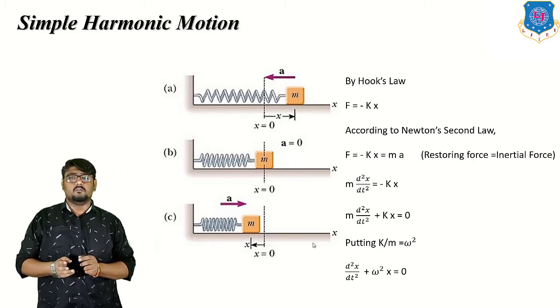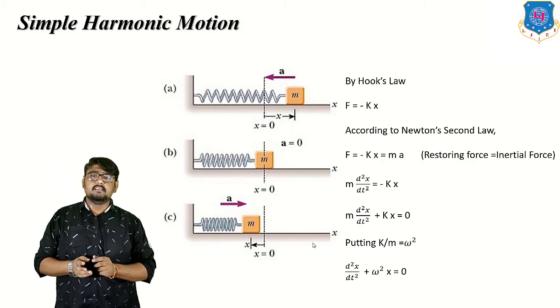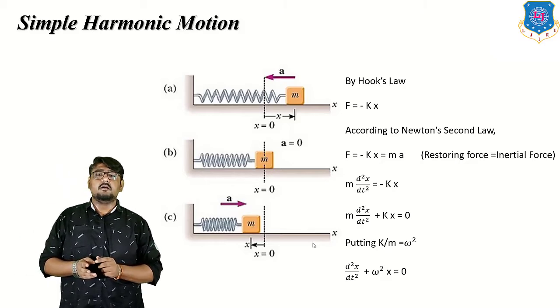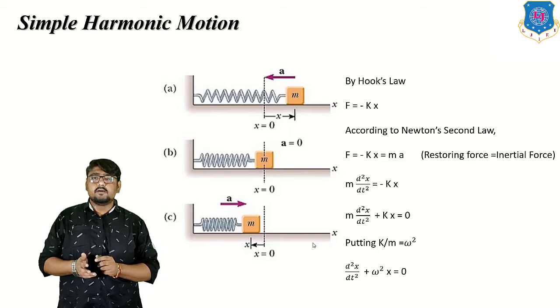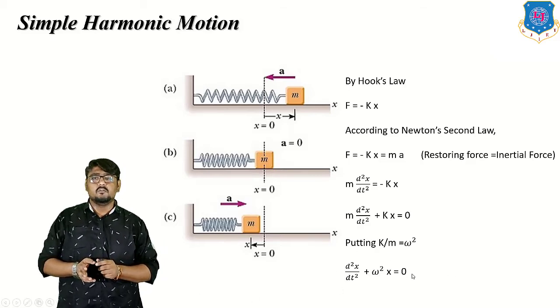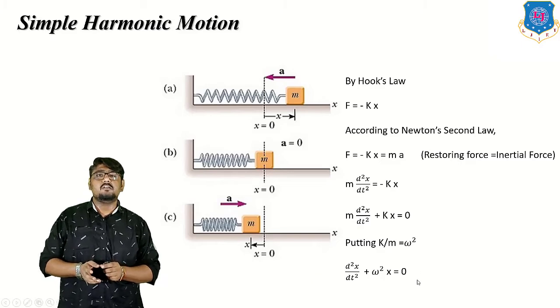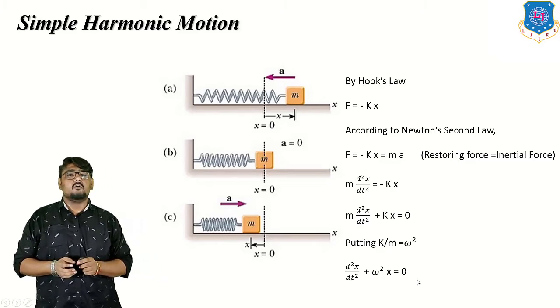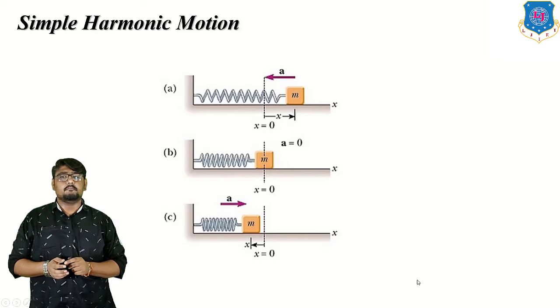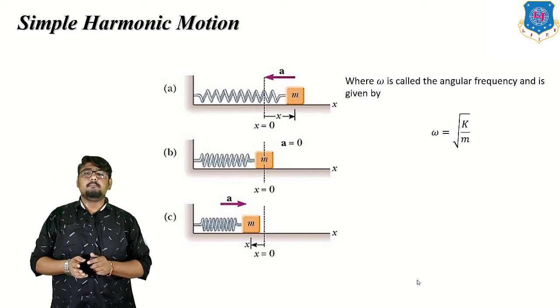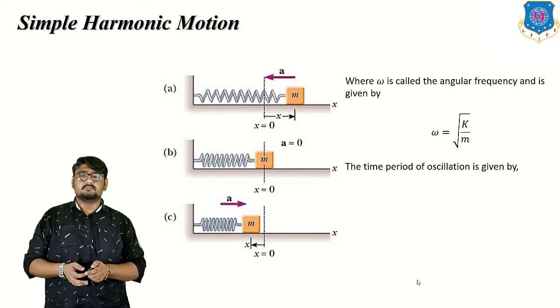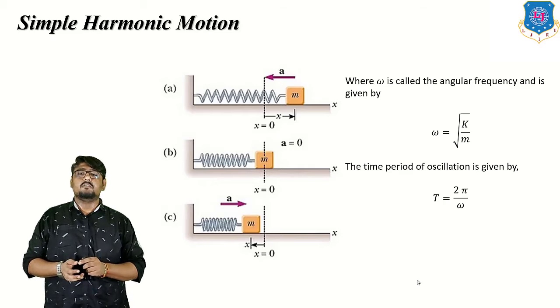of simple harmonic motion. If we put k/m = ω² in the above equation, we have d²x/dt² + ω²x = 0, where ω is known as the angular frequency and is given by ω = √(k/m). Also, the time period of oscillation is given by T = 2π√(m/k). The time period of the mass is independent of the amplitude.